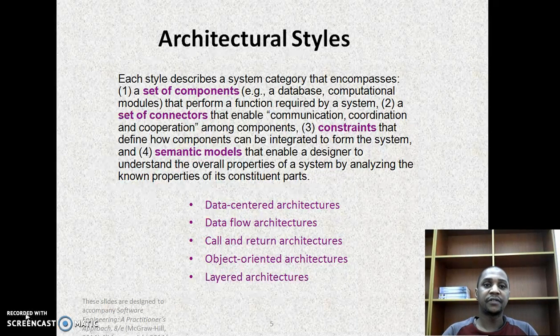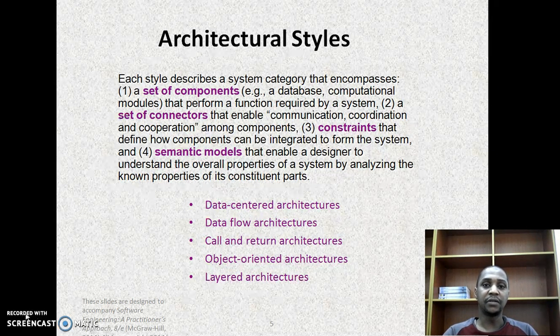Architectural styles. Each style describes a system category that encompasses four things. These are a set of components, a set of connectors, constraints, and semantic models. For example, a set of components may include databases and computational modules, while a set of connectors can be something that connects the components, and constraints has to do with the definition of how components can be integrated to form the system. Semantic models enable a designer to understand overall properties of a system by analyzing the known properties of the constituent parts.